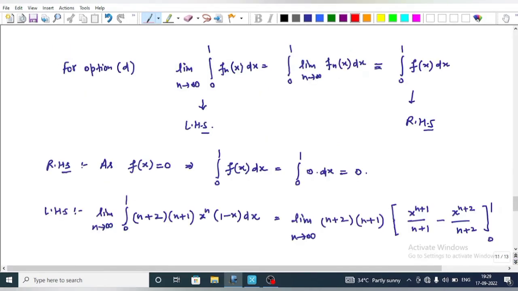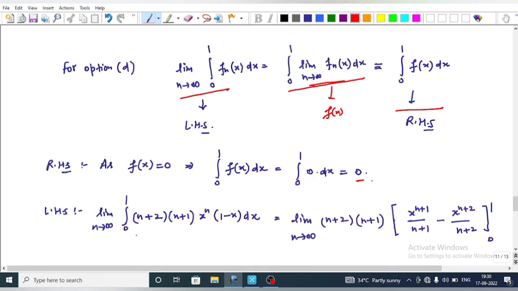Now come to option D, that is limit n tends to infinity integral 0 to 1 of fn(x) dx is equal to integral 0 to 1 limit n tends to infinity fn(x) dx. As we know from the previous explanation, limit n tends to infinity fn(x) is just f(x). So this whole integral can be written as integral 0 to 1 f(x) dx. Say this is the left hand side and this the right hand side. Now come firstly to the right hand side. As we know that f(x) is identically 0, this implies that integral 0 to 1 f(x) dx is equal to integral 0 to 1 of 0 into dx. This implies that it is 0.